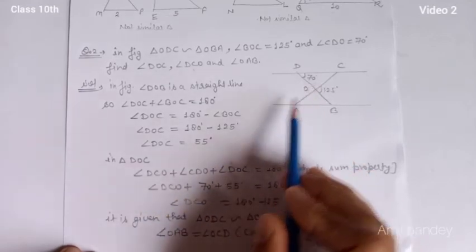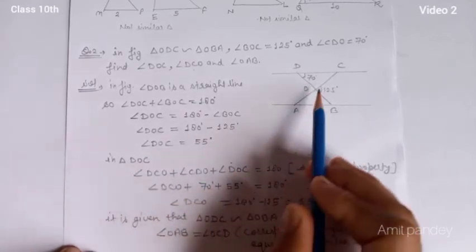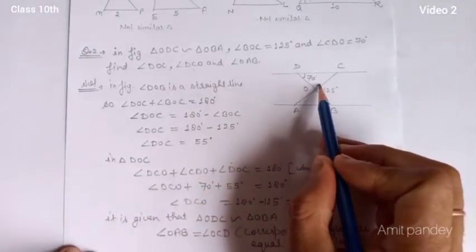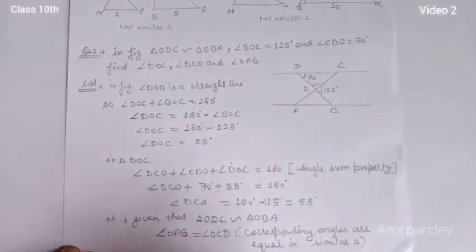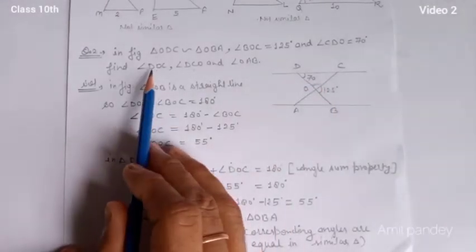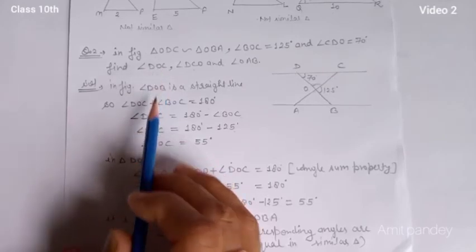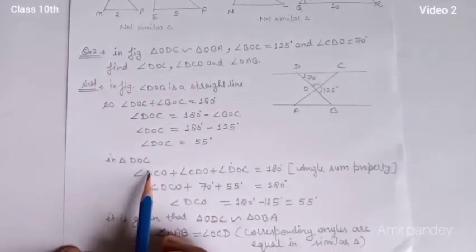Now what we obtain as the value of DOC? DOC is equal to 55. Means this angle we obtain here is 55. Okay, now the first part we did. Now the second part, DCO.